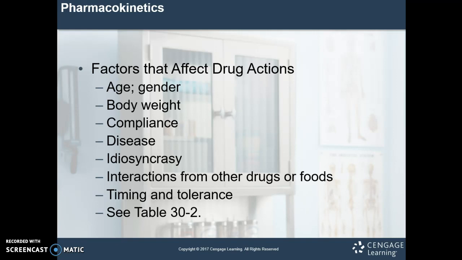Let's see, anything else that's not mentioned there? Disease, renal and liver disease really comes into play a lot when we talk about how drugs act or how we might dose a drug in the body.